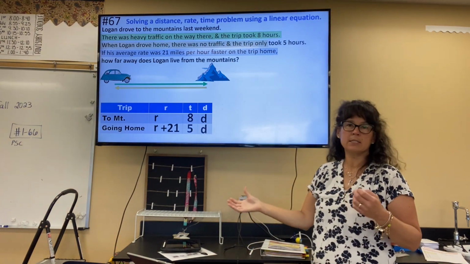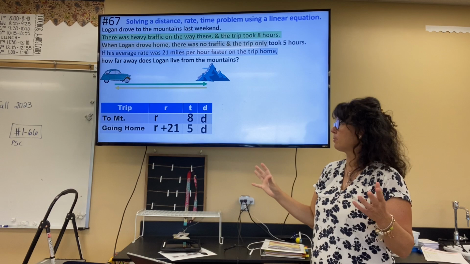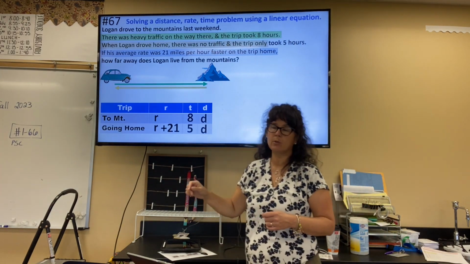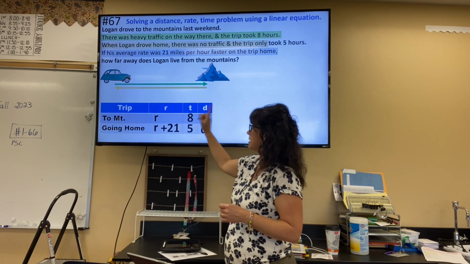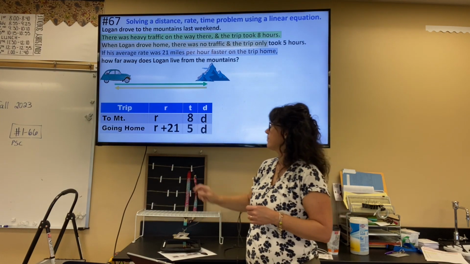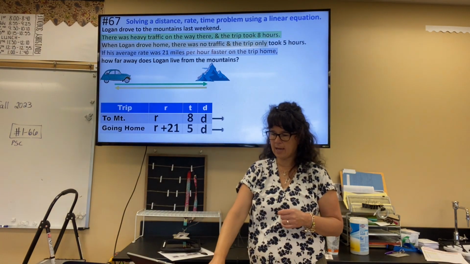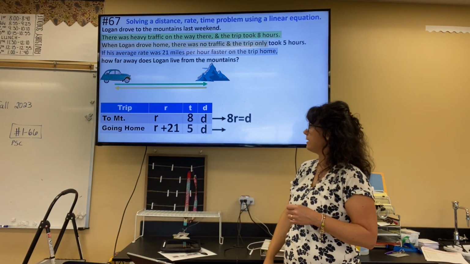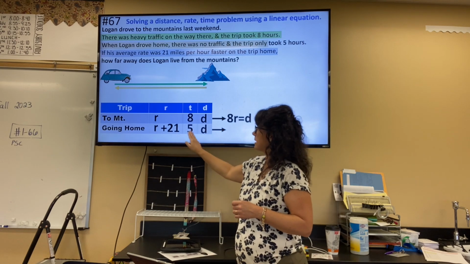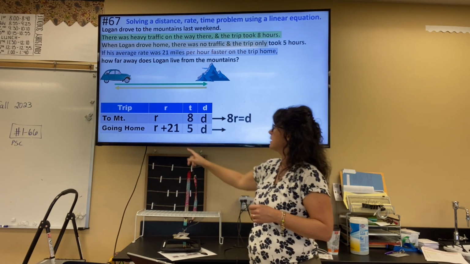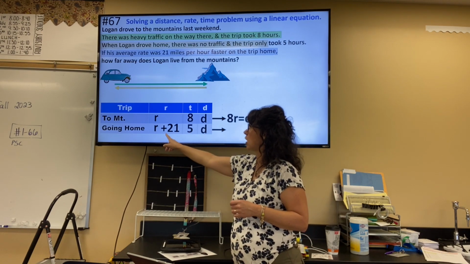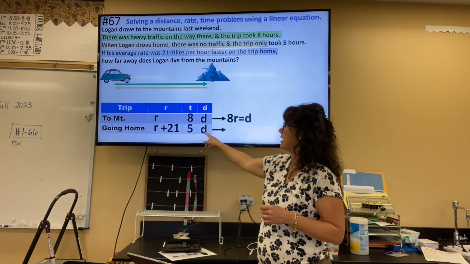Filling out these boxes, again, is the most challenging part, but now we can create our equations because rate times time equals distance. This box times this box equals this box. So I'm going to have 8 times R is equal to D, and then this box times this box equals this box. So if I'm multiplying these two boxes together, I'm going to say 5 times R plus 21 equals D.